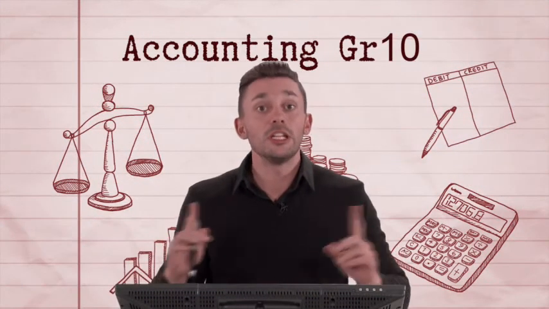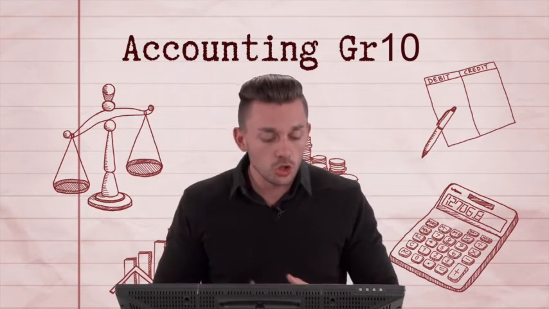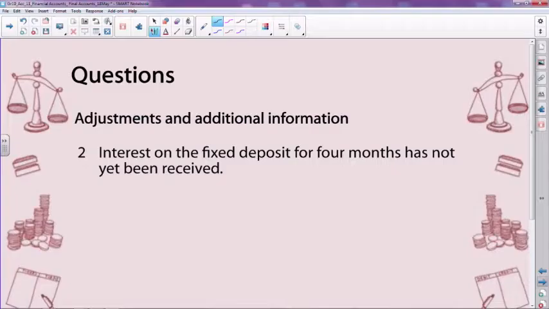Okay guys, so we completed the very first adjustment. Let's look at the second one together. Number 2. Interest on the fixed deposit. So interest on the fixed deposit and income. And now they say, what is this interest on fixed deposit? What do we need to do? They say, for 4 months has not yet been received. So they say, interest on this fixed deposit has not yet been received for 4 months.